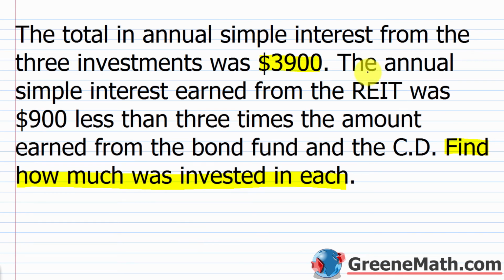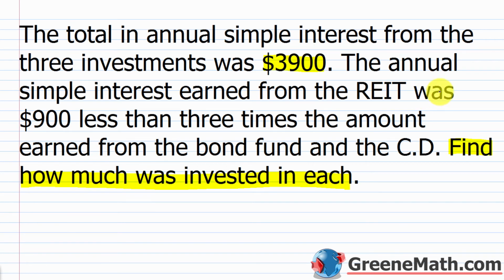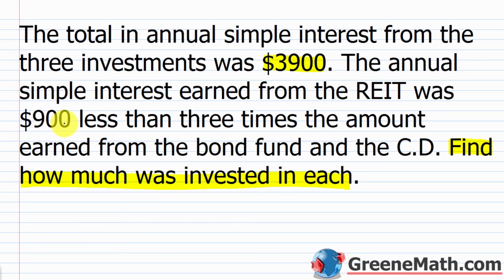So we're told here that the annual simple interest earned from the REIT. So let's stop. What was that? Well, we just saw that we put 0.06x for that, right? 0.06 is 6% as a decimal. It's multiplied by X, which is the amount invested in the REIT. That would give me the amount of simple interest that the REIT earns in a year. So that's going to be 0.06x.